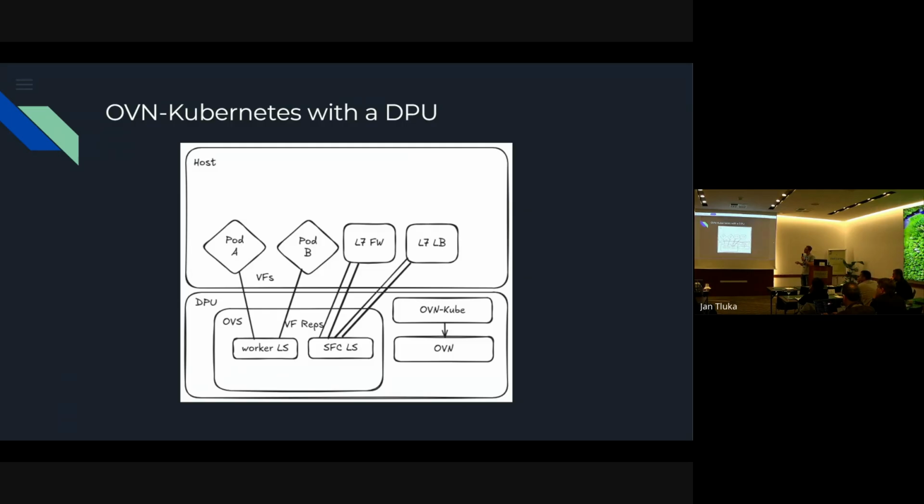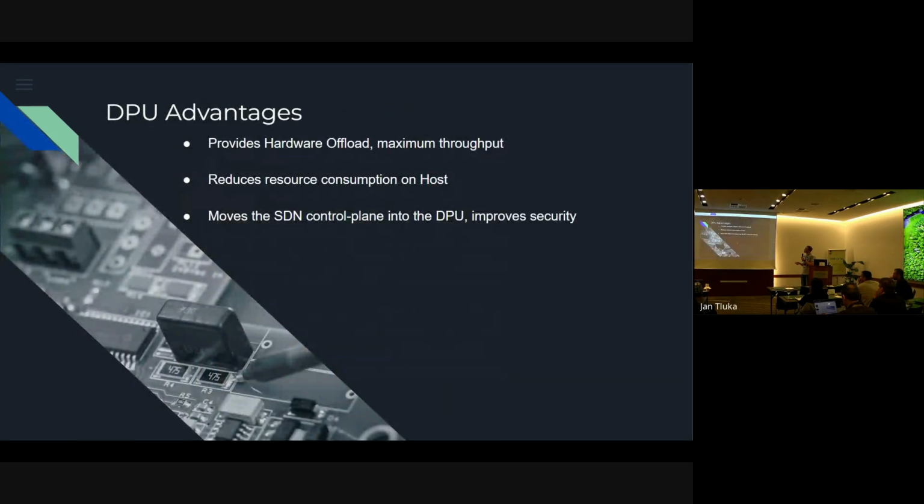So now our pods are wired to OVS using VFs and VF representors. Everything is down here. Otherwise, the OVS is down here with our worker logical switch and our service function logical switch. So what does that give us? It gives us hardware offload because now we're using VFs. It reduces resource consumption on the host because now we've moved all of the OVN and OVN-Kube components and OVS down to the DPU. Of course, that comes at a cost because now we're using more DPU resources.